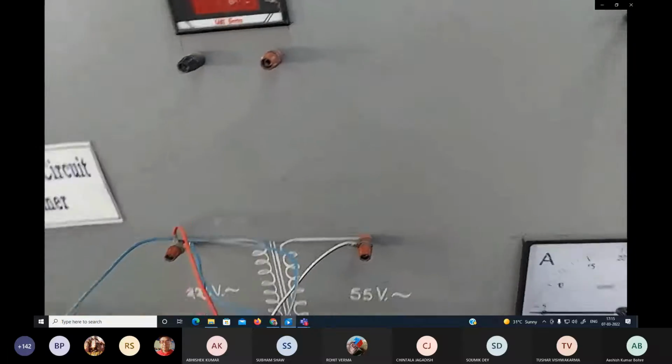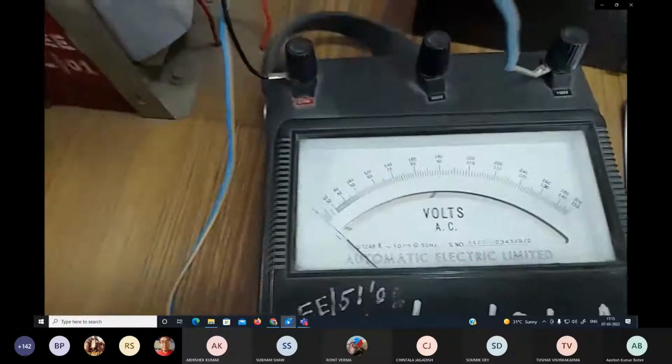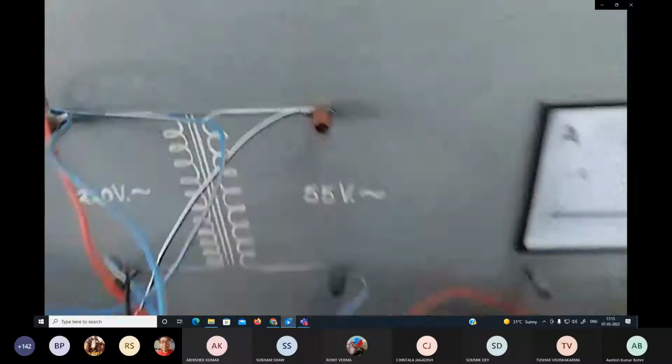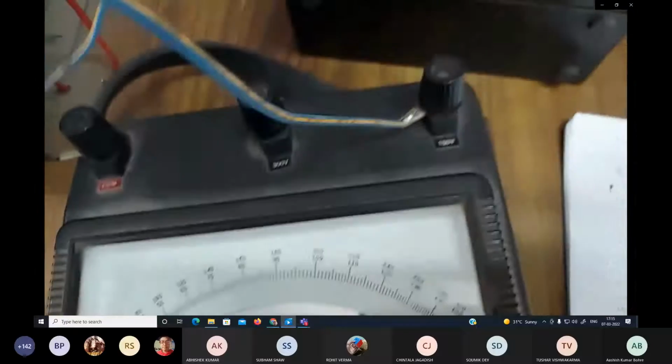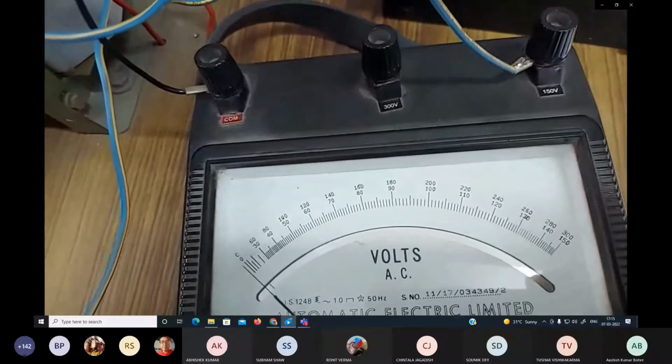We just have to connect one voltmeter. Tell me if it is not audible. The voltmeter range will be, because we are measuring the primary side 55 volt, the voltmeter range 155 is not available. So the minimum range available is 150. In 150 we will connect.